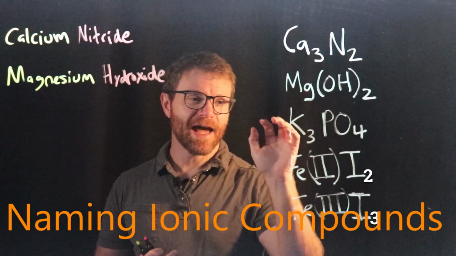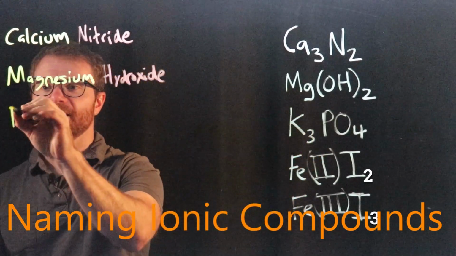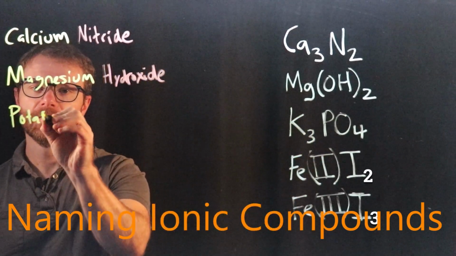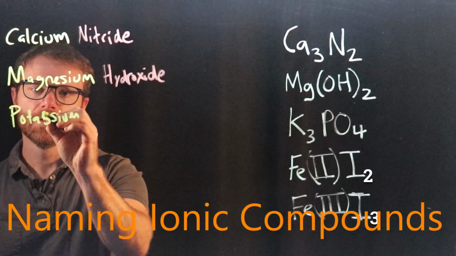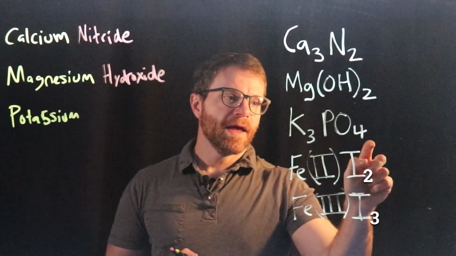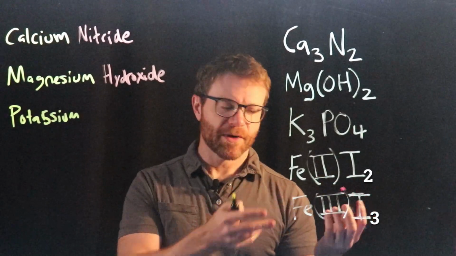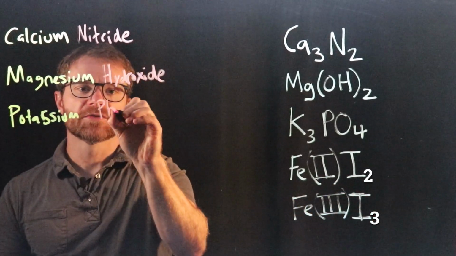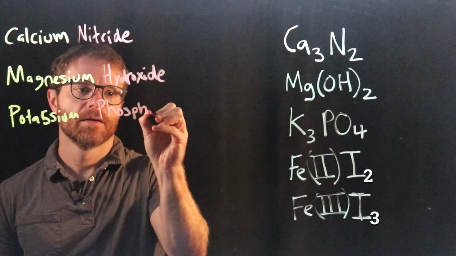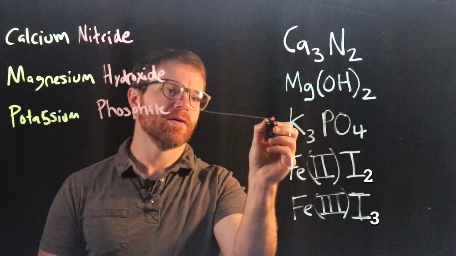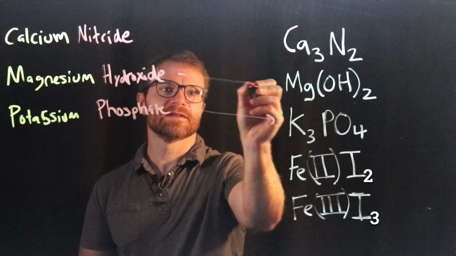Here we have the cation potassium, so we're just going to write that out, potassium. And then phosphate is our polyatomic ion. So again, with the polyatomic ions, you don't need to do anything to them, you just write them out as they are. And we call this compound potassium phosphate.